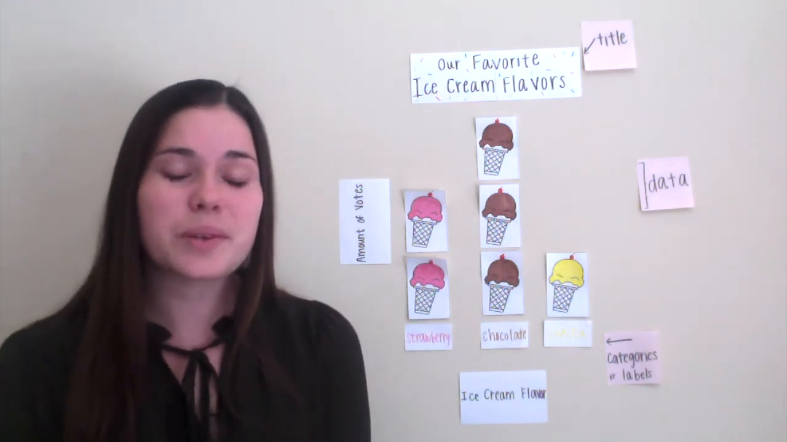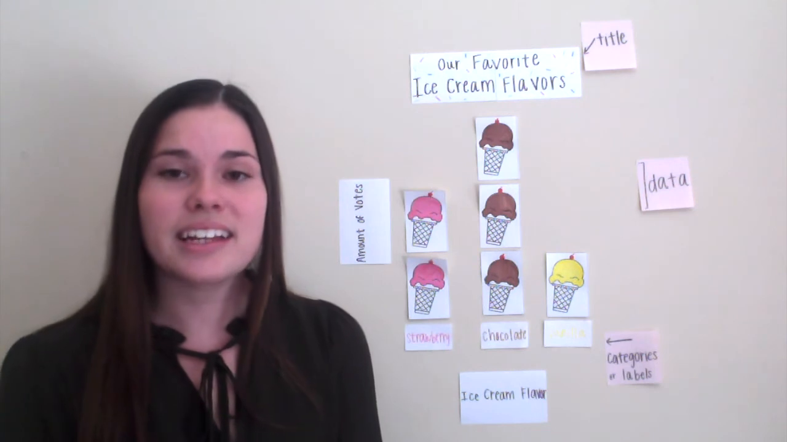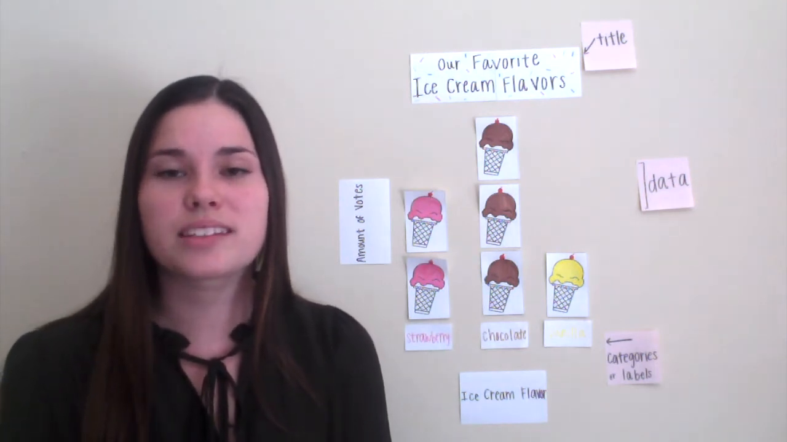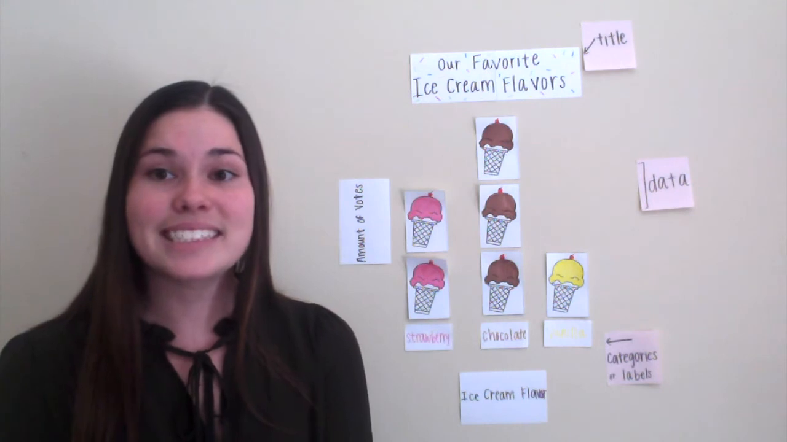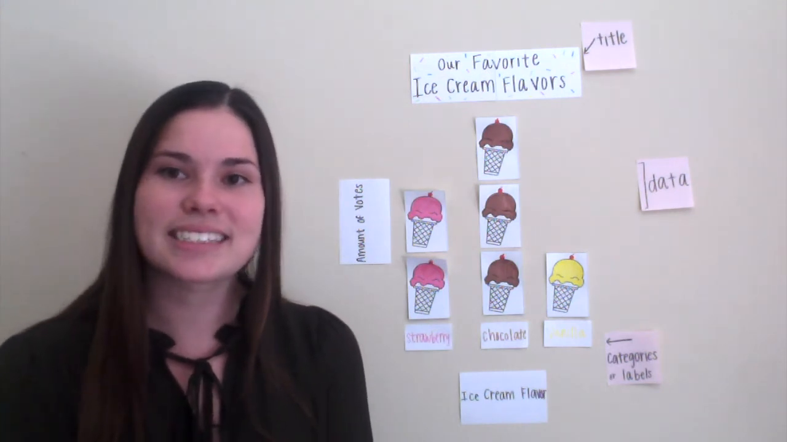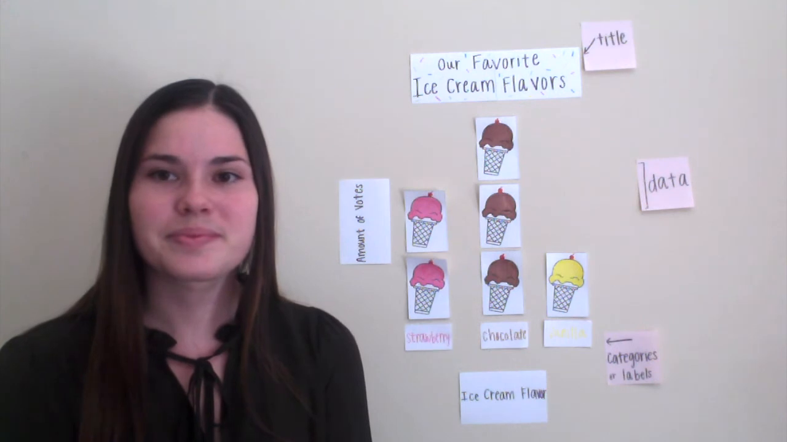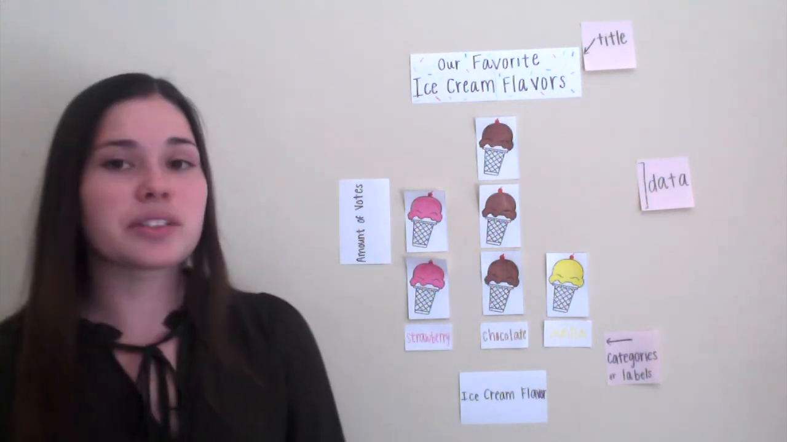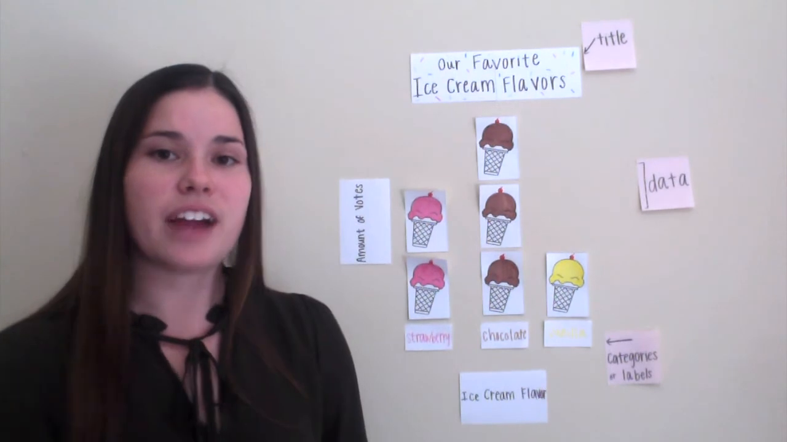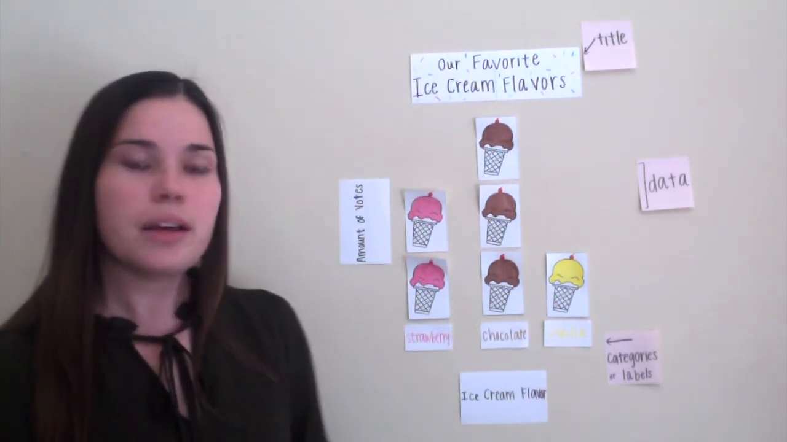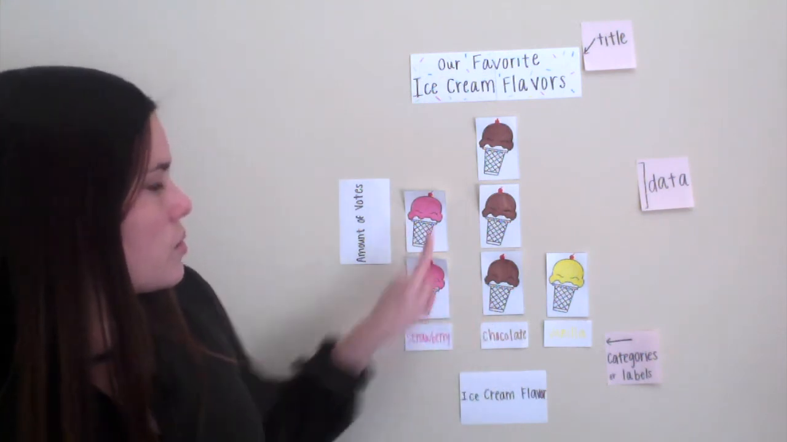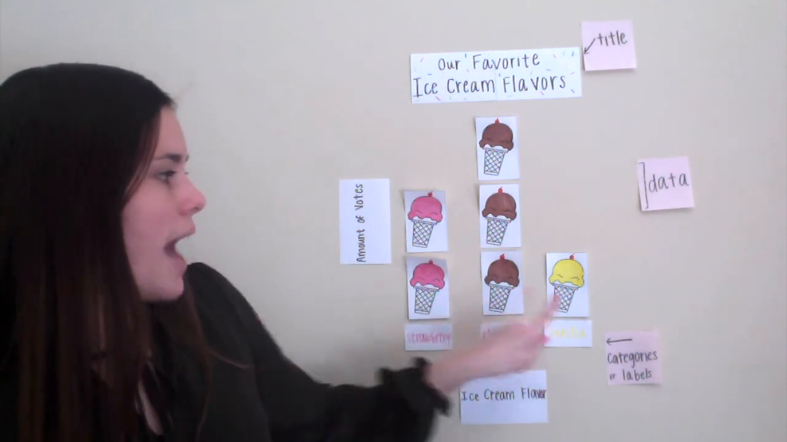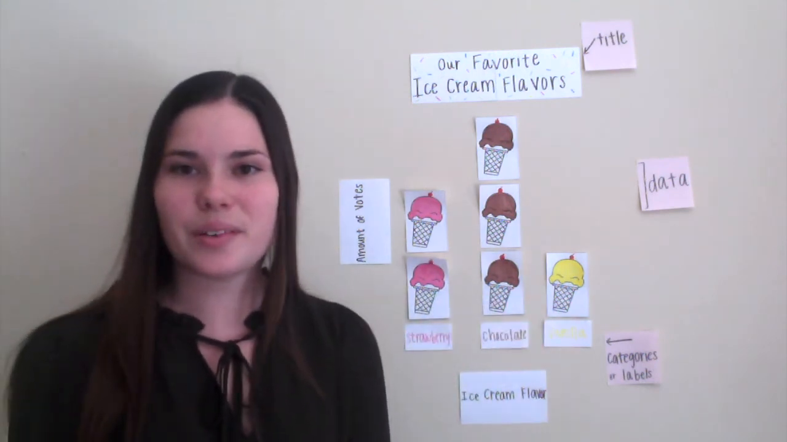So there's a few different questions we're going to go over. And the first one is going to be how many total votes are there on our graph? If you said 6, you are correct. How did you get the number 6? Exactly. To find the total, we want to count all the votes on our graph. So let's count how many ice cream cones there are, because each ice cream cone is 1 vote. 1, 2, 3, 4, 5, 6. There are 6 total votes.